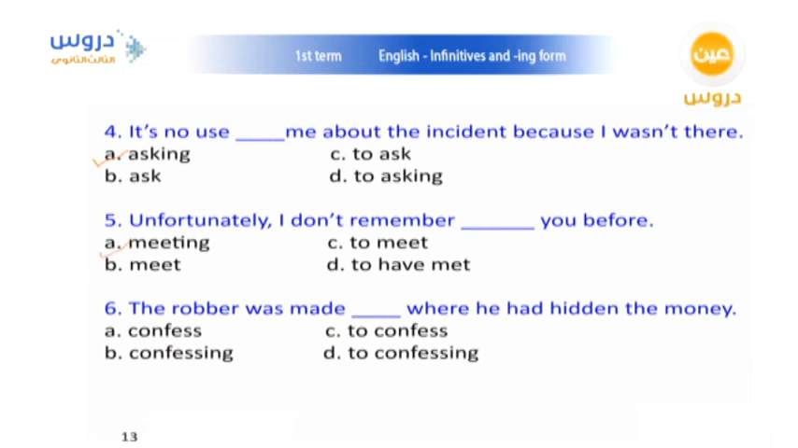This is the answer. Number six: the robber was made ___ where he had hidden the money. What do you think? Is it A, B, C, or D? Number six, the robber was made to confess or convincing, B or C? What about you, Amir Al-A'la? B. Mada Al-Jabri, C. And the answer is C. The correct choice is C. You are doing well. Bravo. Thank you to you all.